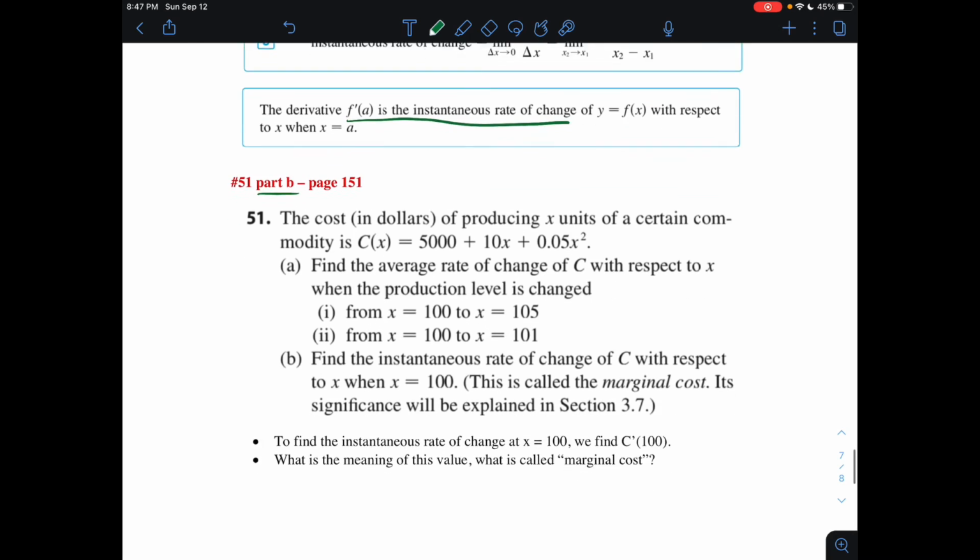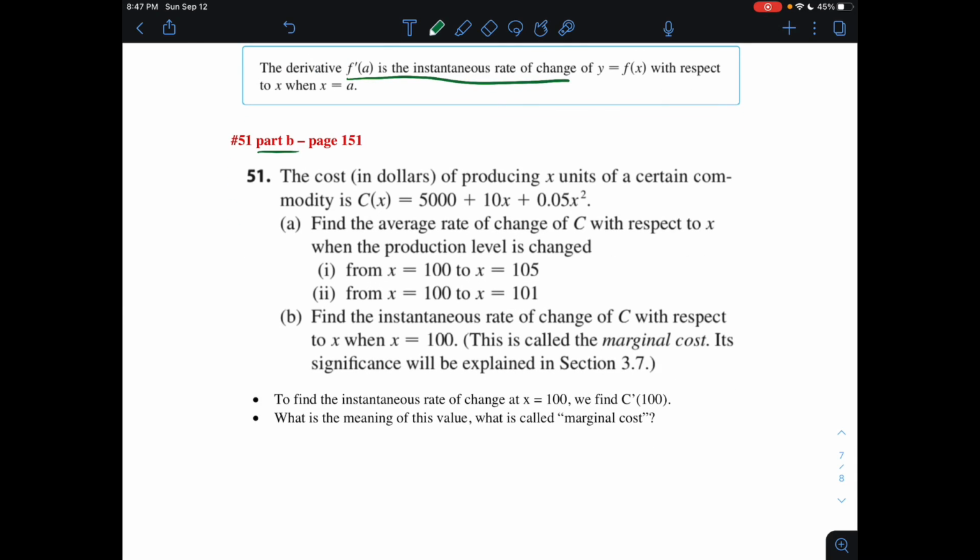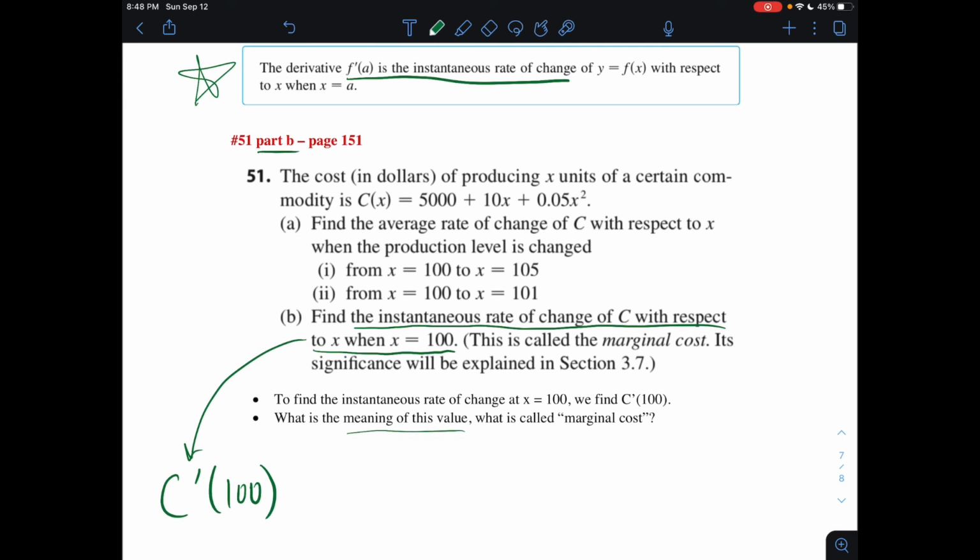Find the instantaneous rate of change of C with respect to x when x is equal to 100. Really what we are asked to find is this, C prime of 100. That's just using the language of what we saw up in this definition. Now this is going to be called marginal cost. We will see a little bit more about that in chapter 3. But I do want to actually find the meaning of the value once we actually calculate it. So let's calculate it first, and then we'll talk about the meaning.